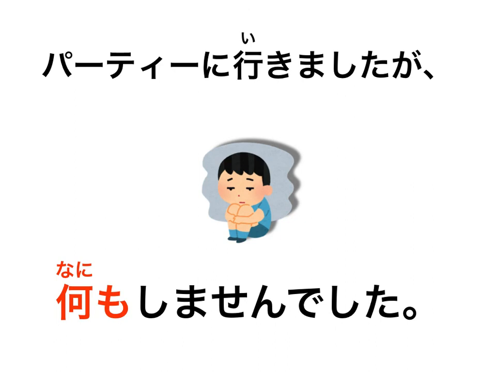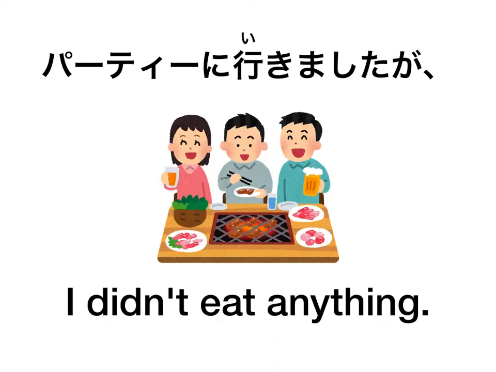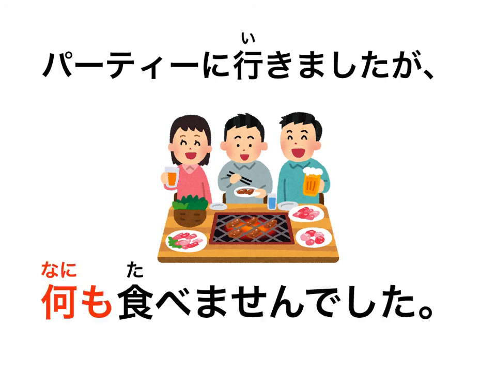パーティーに行きましたが、何もしませんでした。And finally, パーティーに行きましたが、I went to a party, but I didn't eat anything. Pause the video here. パーティーに行きましたが、何も食べませんでした。That concludes our look at nanika and nanimo, the final grammar point in Lesson 8 in Genki.